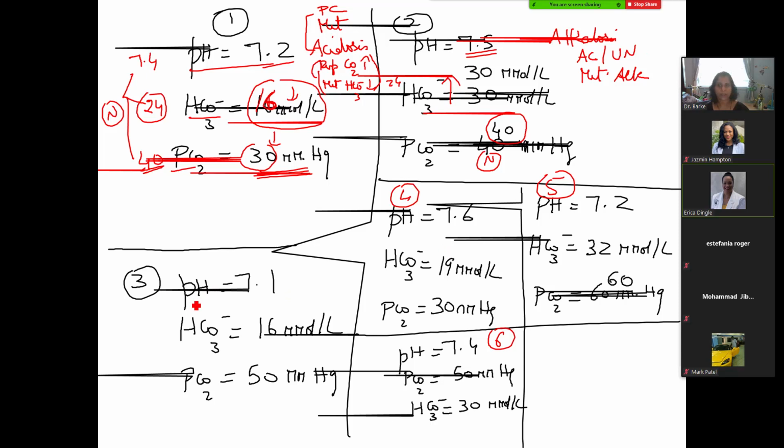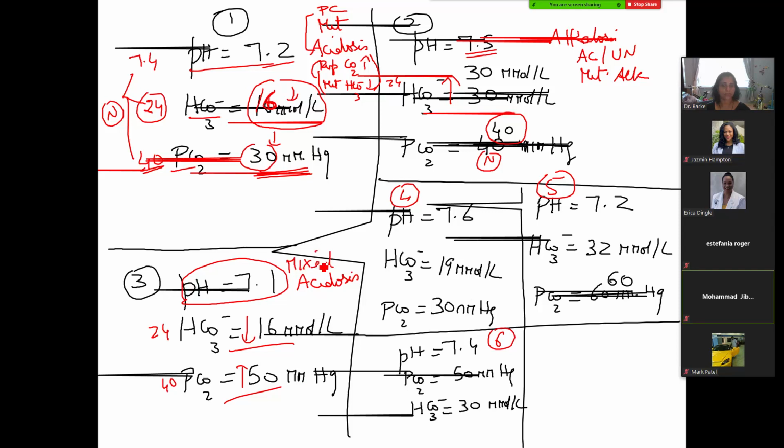Third one, pH is 7.1. So that would be acidosis. Bicarbonate from 24 has decreased. Carbon dioxide from 40, increased. Don't think any more further. What is it? They are in opposite directions. If it's opposite direction, it has to be mixed. Whenever you see these in opposite direction, it has to be mixed.